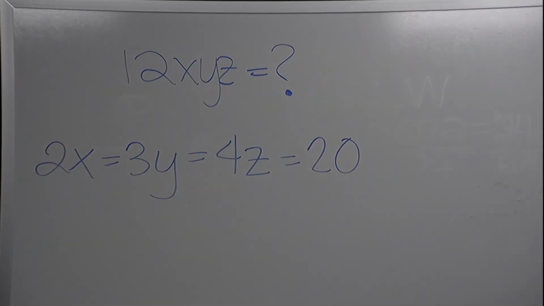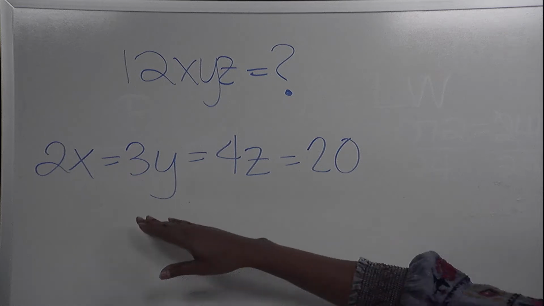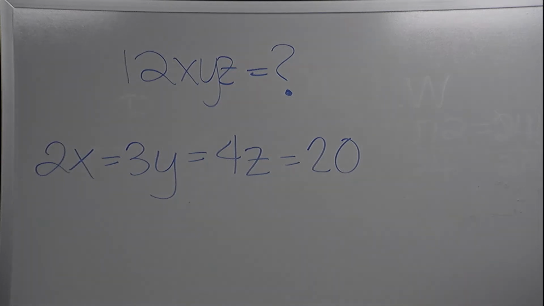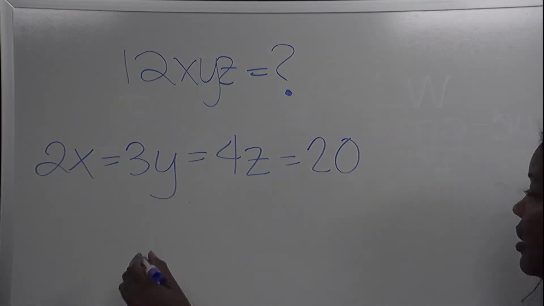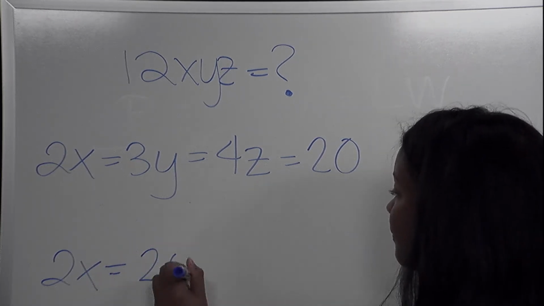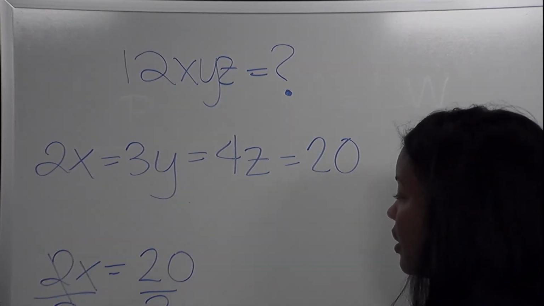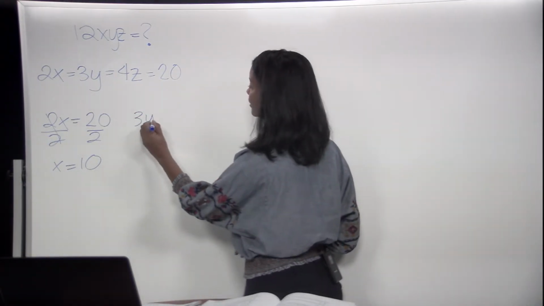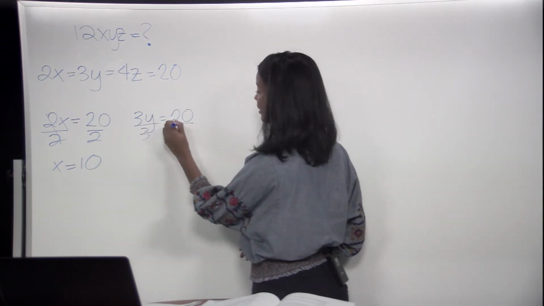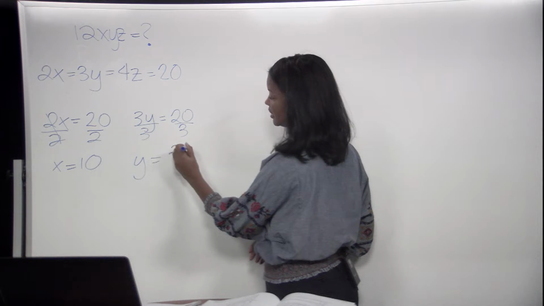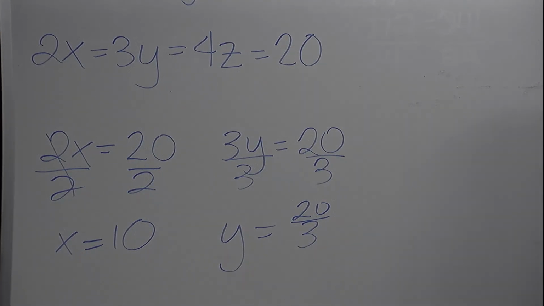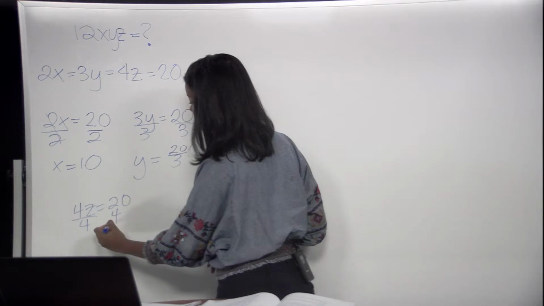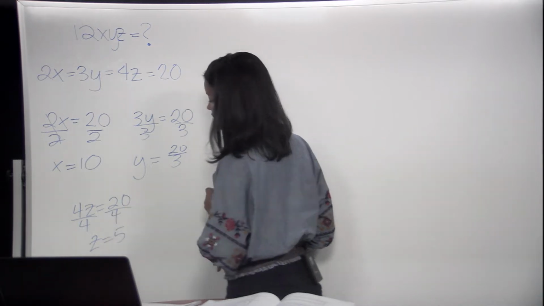Okay, so essentially what we have here is three different equations. We have more than that, but we want to set 2x equal to 20, 3y equal to 20, and 4z equal to 20, so that we can solve for x, y, and z. So if 2x equals 20, we can divide by 2, and so now we know the value of x is 10. If 3y equals 20, we can divide both sides by 3. And we know the value of y is 20 over 3. I'm just going to leave that as a fraction. And then lastly, if 4z equals 20, we can divide both sides by 4. And we know that z is equal to 5.